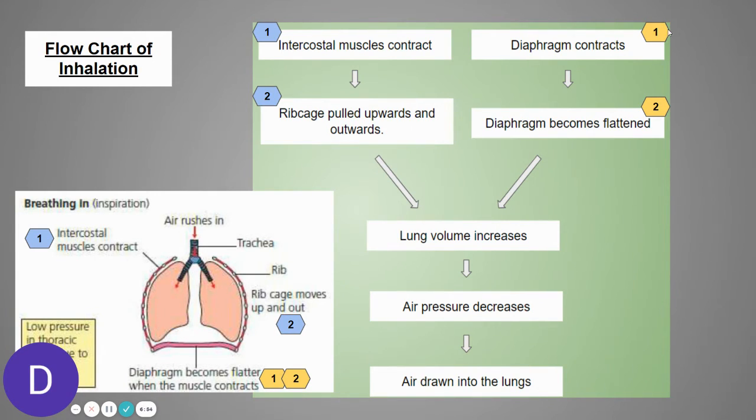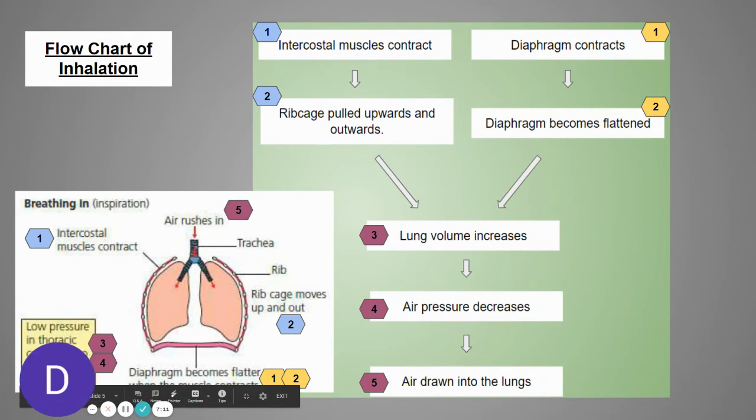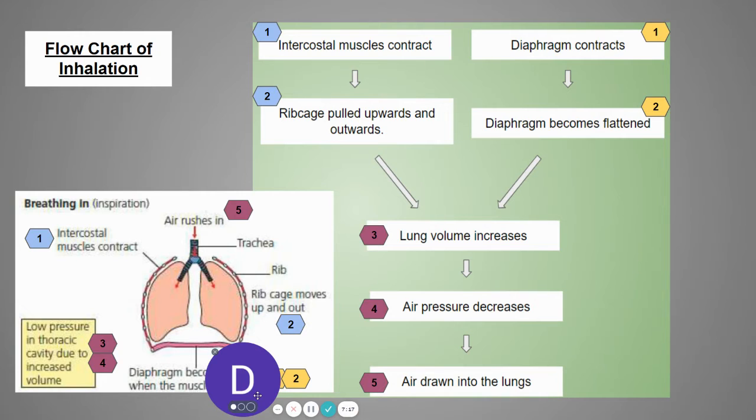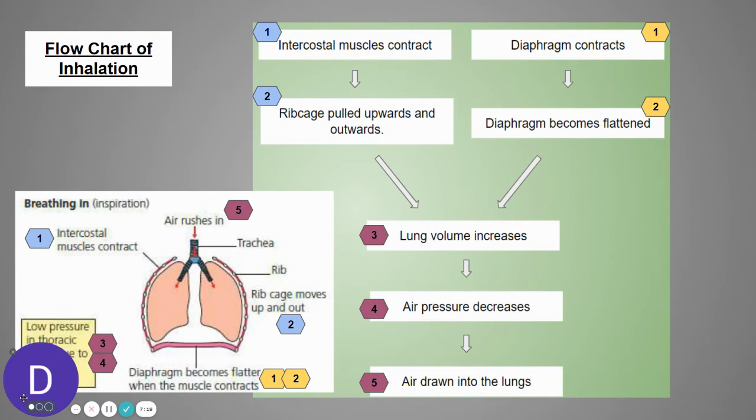I haven't called these 3 and 4 because they're happening at the same time, but I've changed the colour to suggest that this is sort of a separate, independent part. Now I've changed colour again. The lung volume increases, so the air pressure decreases, and as a result then air is drawn into the lungs. So let's move this the other way. There you can see that then. So the low pressure in the thoracic cavity due to increased volume.